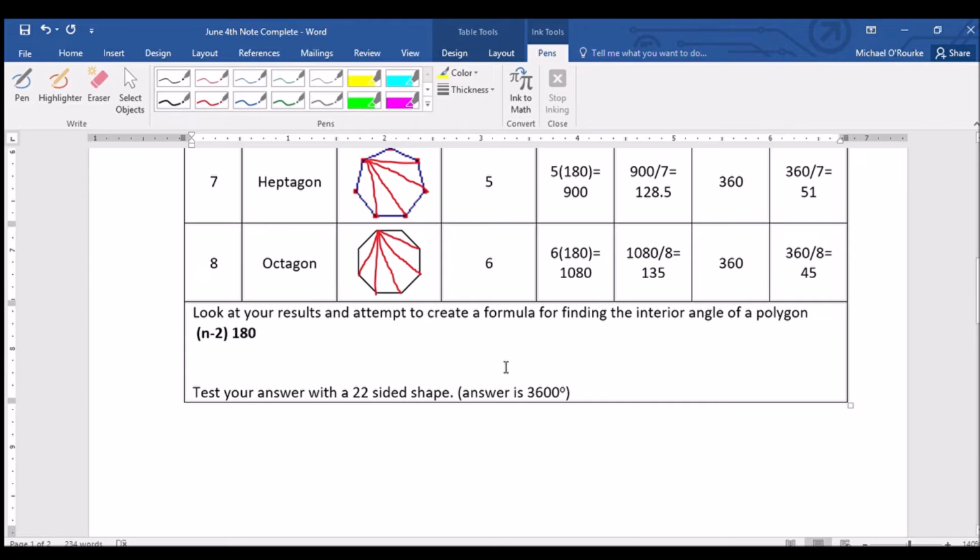So let's see if I can get a number that matches here. So if I were to do this question here, it would be, oh, where's my pen? Here we go. Let's just do it on this. So this would be 22 minus 2 times 180, which equals 20 times 180. And if you plug in 20 times 180 in your calculator, you get 3,600. So there's our formula that we want right there. That's the moneymaker formula right there.